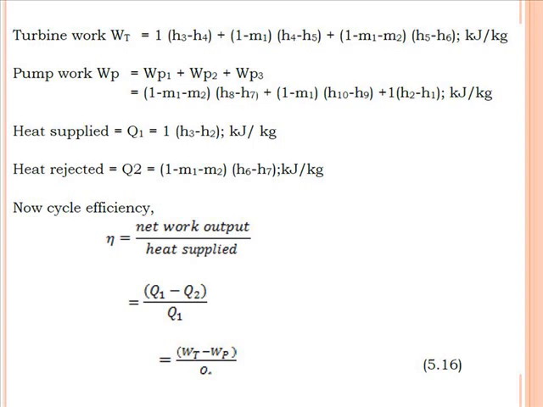The amount of heat supplied Qs or Q1 is equal to 1 into (H3 minus H2), and heat rejected is Q2 or QR, that is equal to (1 minus m1 minus m2) into (H6 minus H7). So when we go for the regeneration part, there is no change in the turbine work output, but the heat supplied to the system will be reduced, and so efficiency will increase. So figure number 5, equation number 5.16 is telling the same thing.